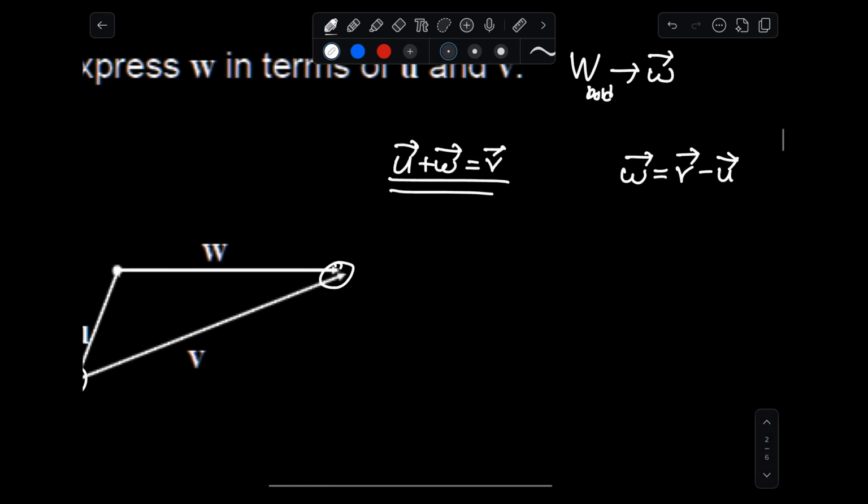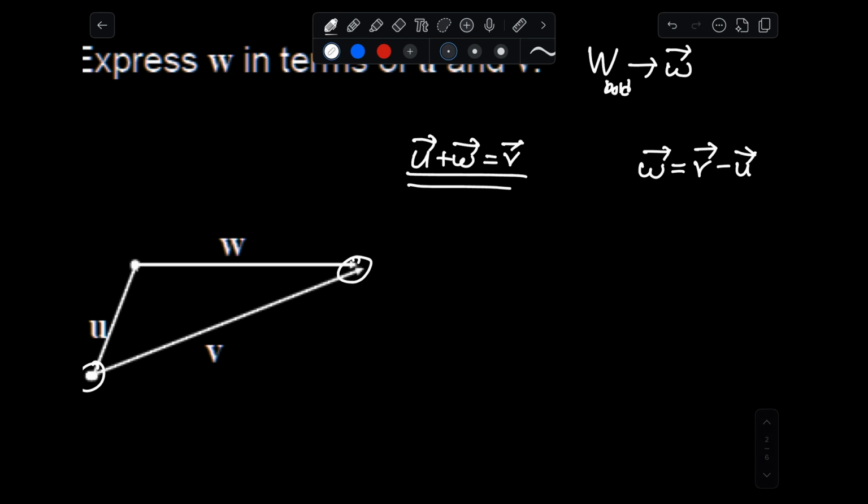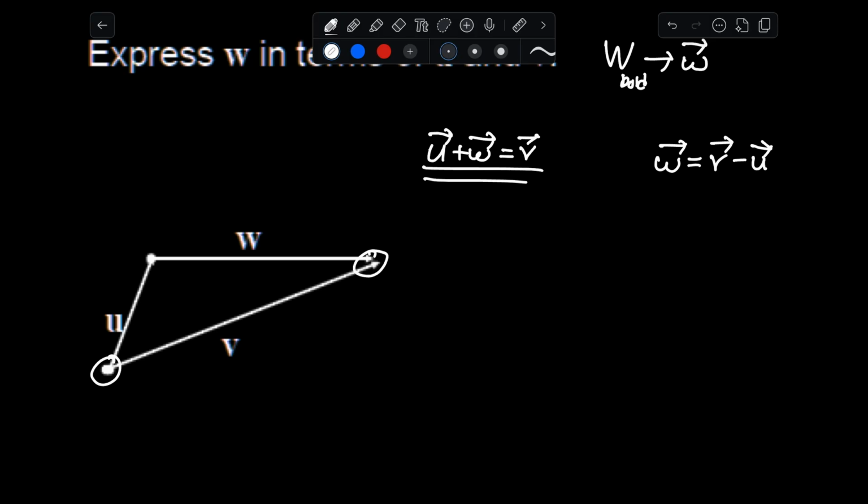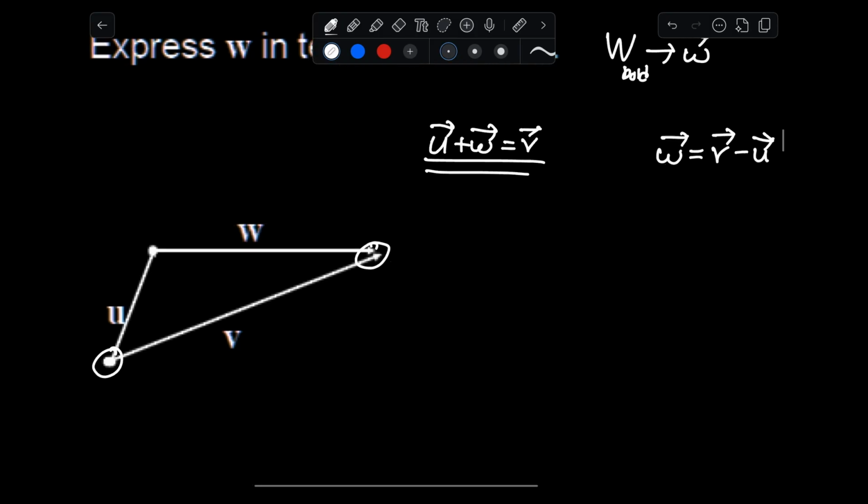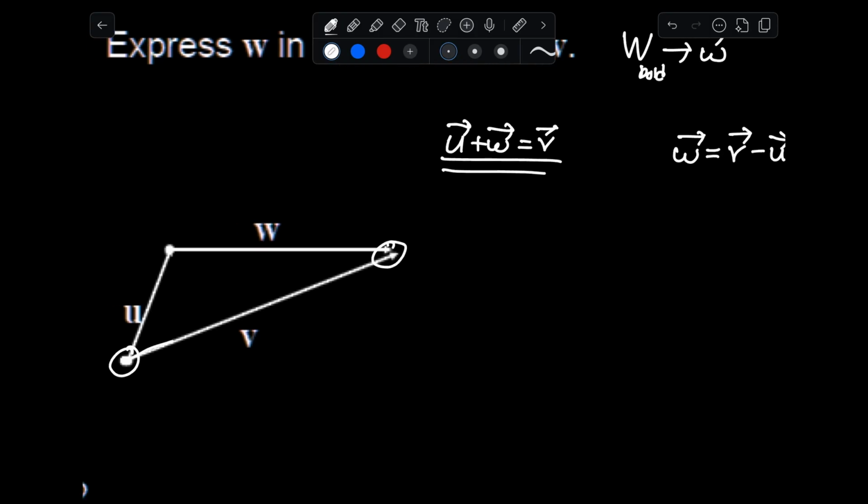And we can look at this and it'll make some sense, right? So if I go in the direction of v right here, and then go down like this, I get w from that. So it's the same magnitude, same direction.